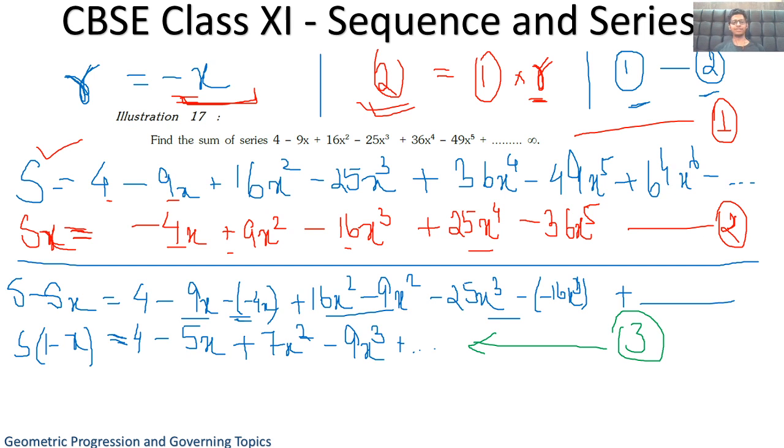Now if you can clearly see, equation 3 is also forming an AGP, in which the terms of the AP are 5, 7, 9. So tell me what should be the next term over here.